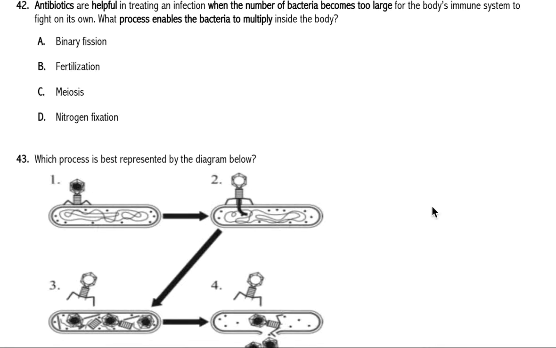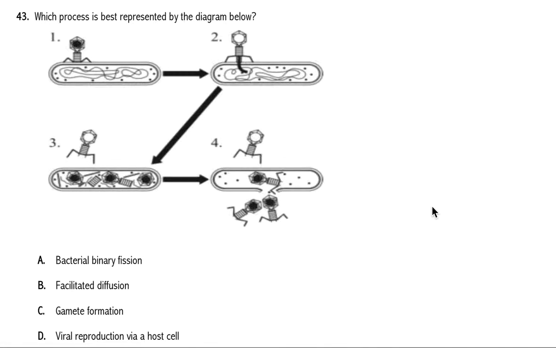Question 43. Which process is best represented by the diagram below? A. Bacterial binary fission, B. Facilitated diffusion, C. Gamete formation, D. Viral reproduction via a host cell.